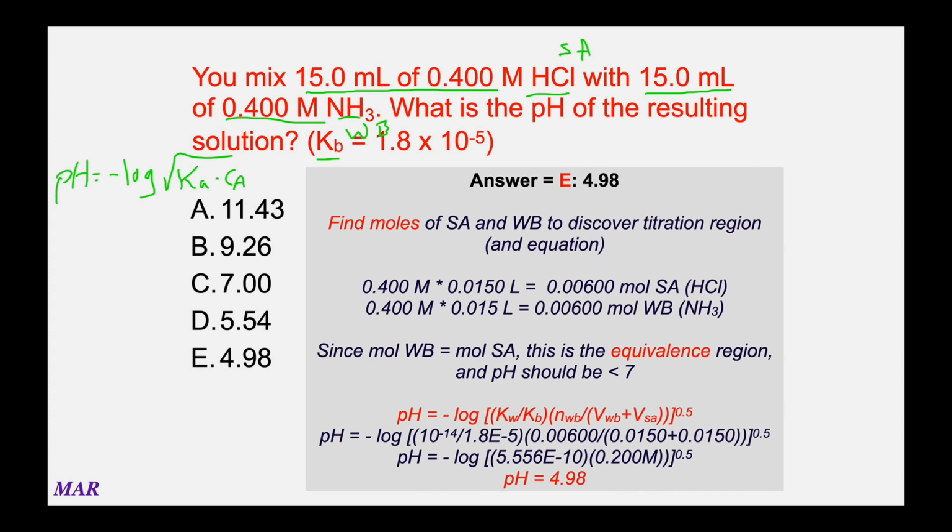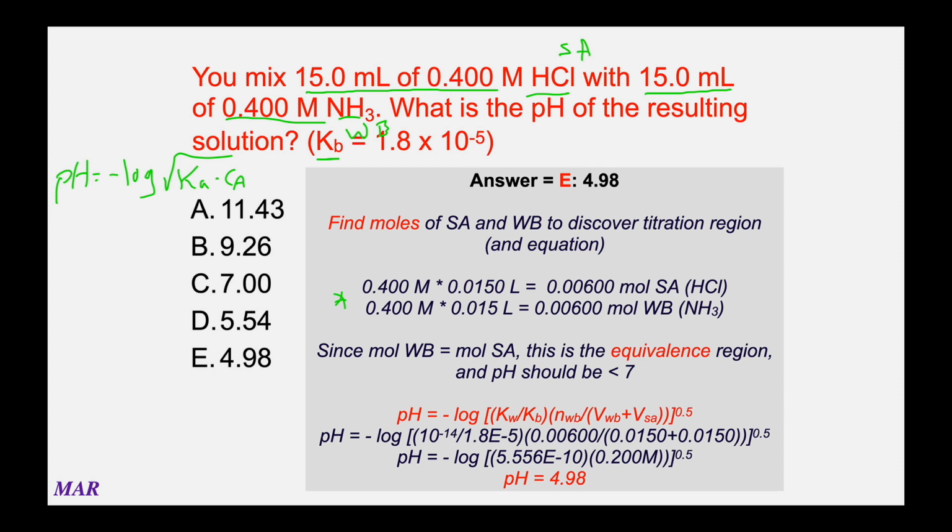That's what you want to do to solve a problem like this. So here's the work. First of all, you have to realize this is a weak base plus strong acid, quote-unquote titration. It's not really a titration, but that's what we're going to assume it is. Once you know that, the next thing to do is figure out the moles and which region you're in so you can use the right equation. As you can see, the moles of strong acid and weak base are equal, so it's equivalence. We expect the pH at equivalence to be less than 7 because the ammonia has turned into ammonium, and ammonium is a weak acid, so the pH should be acidic.